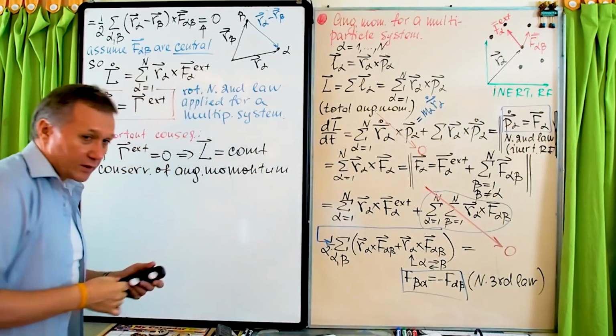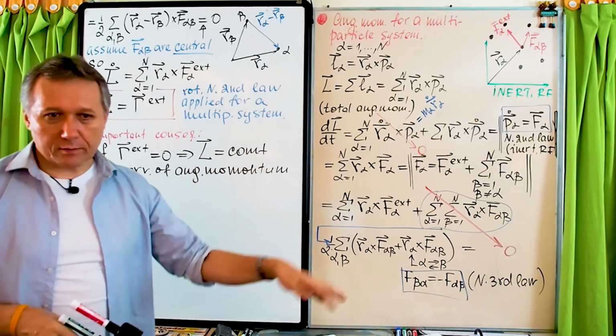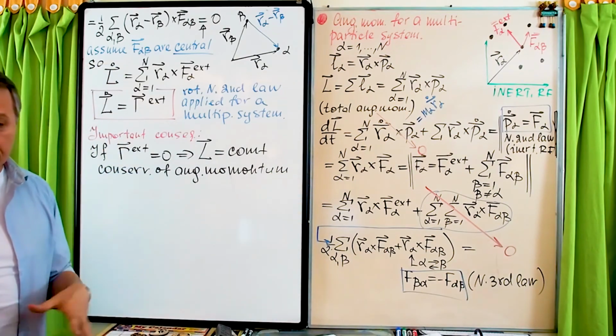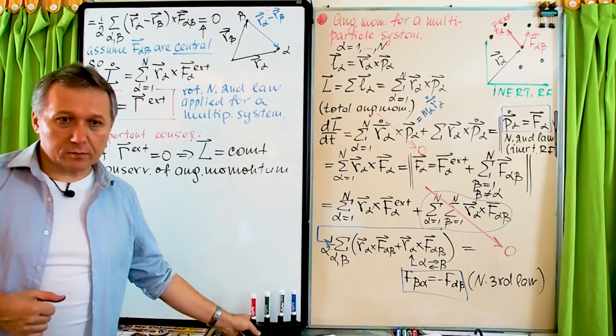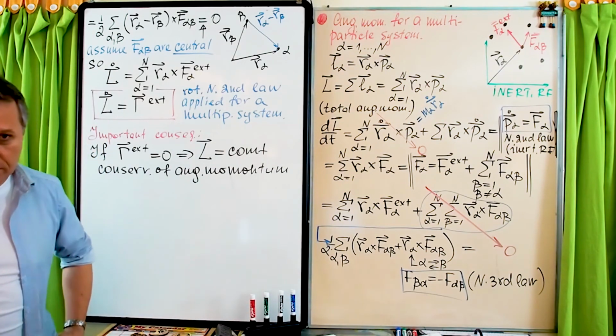And of course, it can be conservation of angular momentum over a certain direction. It can be only in the z direction. If the net external torque in the z direction is 0, then the angular momentum in that direction will be constant.